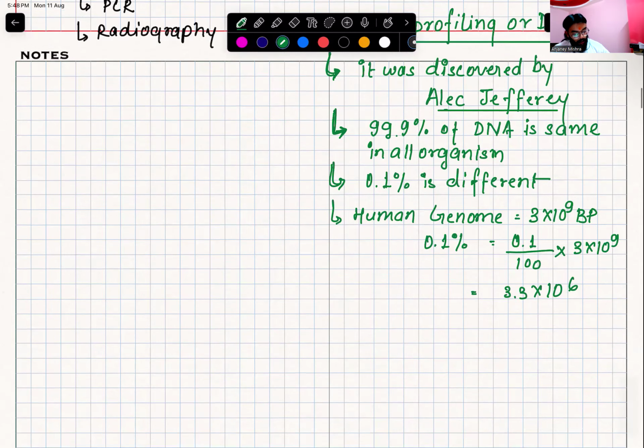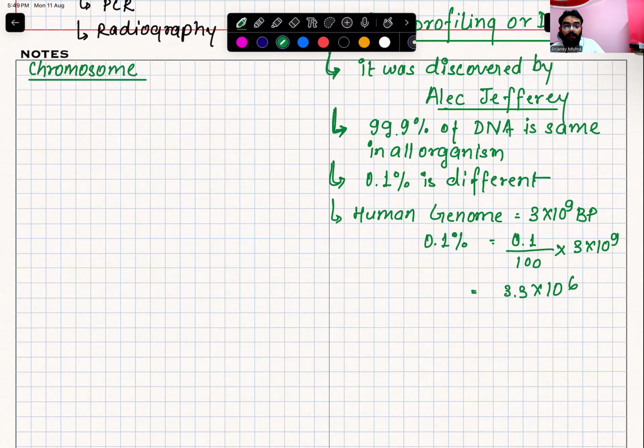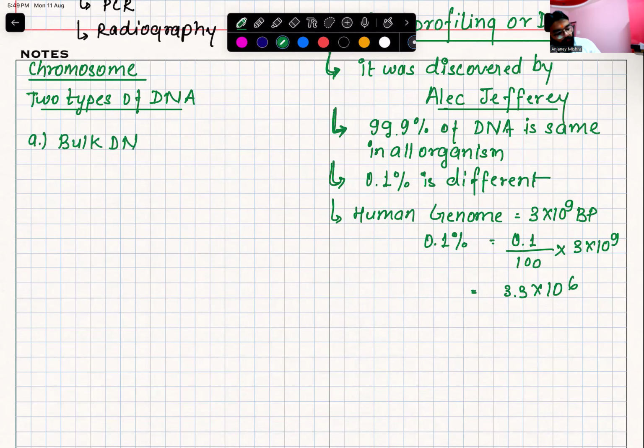Yes. Okay. Now, when we look at a chromosome, okay, what are we looking at? Let's look at all the chromosomes that are there. Within the chromosome, there are two types of DNA. A is the bulk DNA or the genomic DNA. And B is called the satellite DNA.